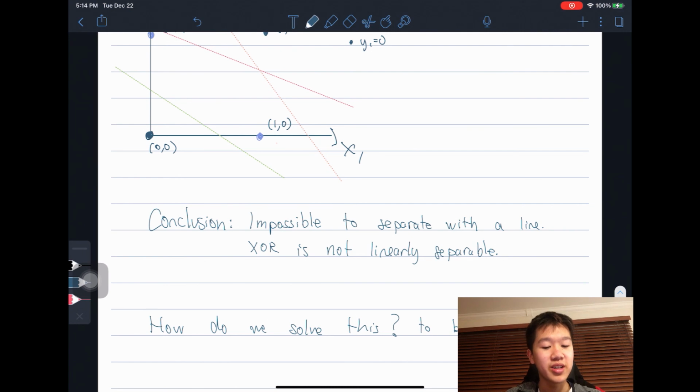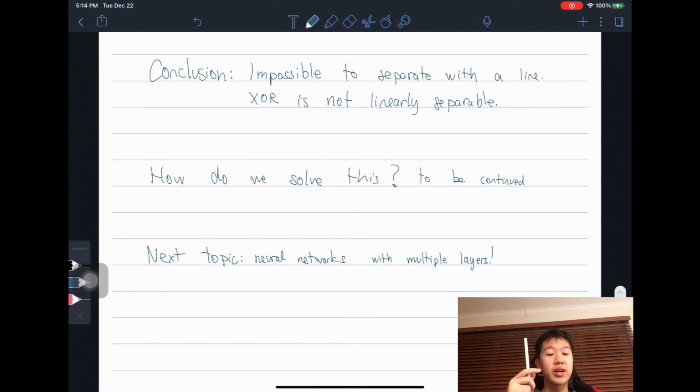So as the conclusion, XOR is impossible to separate with a line. So XOR is not linearly separable. So how do we still solve this with neural networks? And this is going to be the next topic, where we will create a neural network that can solve the XOR problem, and we must use an idea called multiple layers. So enjoy.